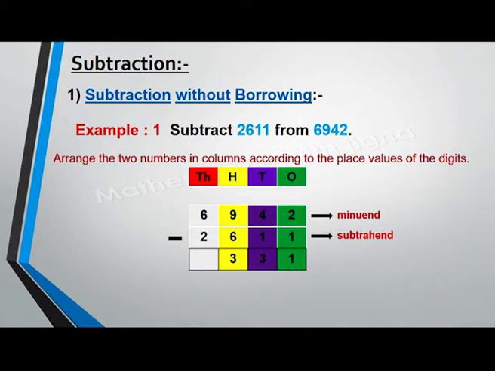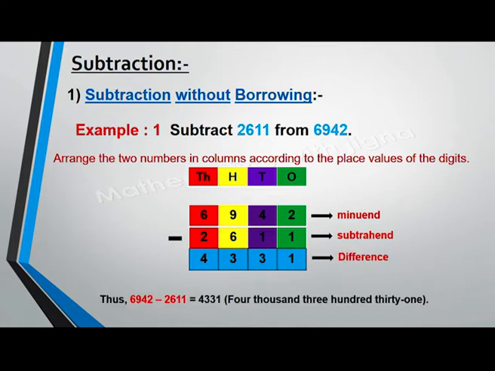Then finally subtract the thousands. Subtract 2000 from 6000. We'll get 4. So write 4 at the thousands column. So 4331 is the answer, which is known as the difference. Thus 6942 minus 2611 is equal to 4331.